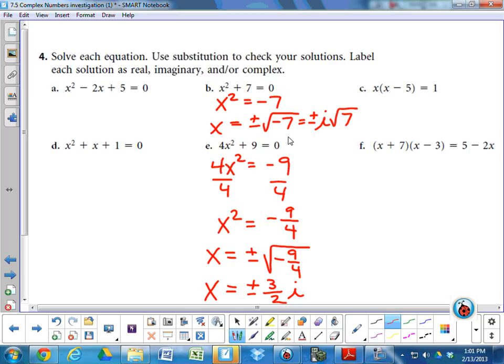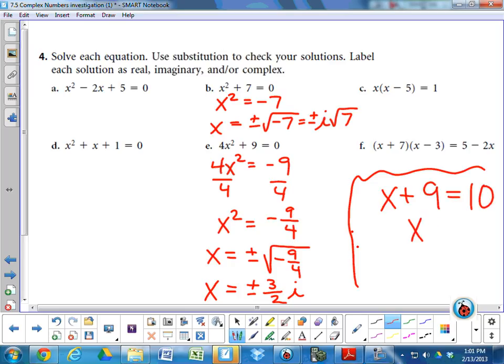So let's check this out. We're saying that positive 3/2 I and negative 3/2 I are the answers to this problem, are the solutions. Here's what it means to be a solution. Here's a little side note, okay? This is just what it means to be a solution. What plus 9 makes 10? Yes, you take away 9 from both sides and you get 1.